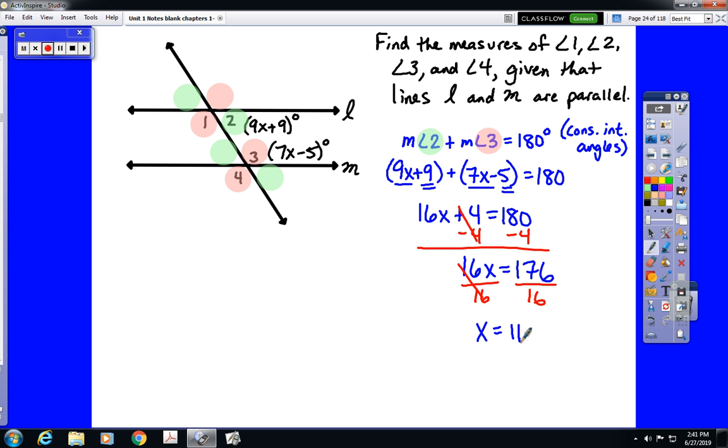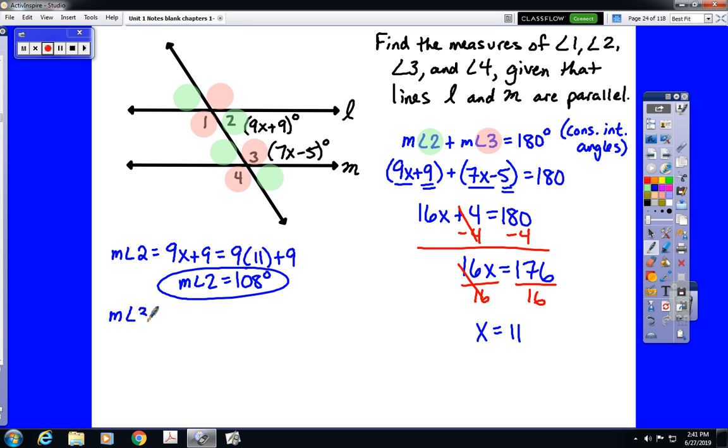Now, x does not answer the question, just like the last one. So we start by saying, okay, the measure of angle 2 is 9x plus 9. That would be 9 times 11 plus 9. So the measure of angle 2 is 108 degrees. Now I know that in the picture it appears that angle 2 is the acute angle. That just means we can't trust the picture. We're probably fine as long as when we find the measure of angle 3, it is an acute angle.